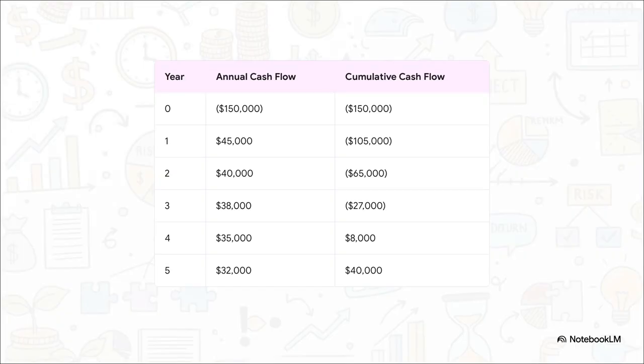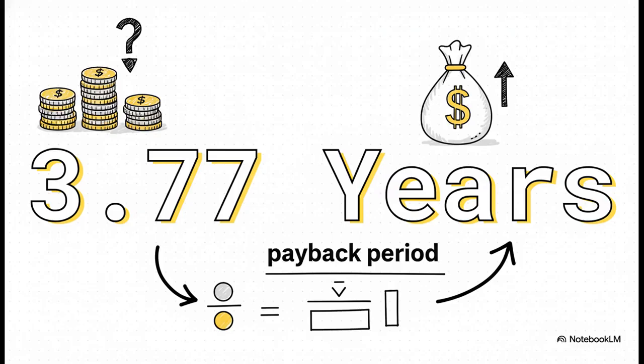Now let's calculate it. It's pretty straightforward. We're just keeping a running tally. We start day 1 in a $150,000 hole. After year 1, we get 45 grand back. So now we're only down 105. After year 2, another 40, and so on. See what happens between year 3 and year 4? We go from negative to positive. That's our payback window. And here's the exact number, 3.77 years.